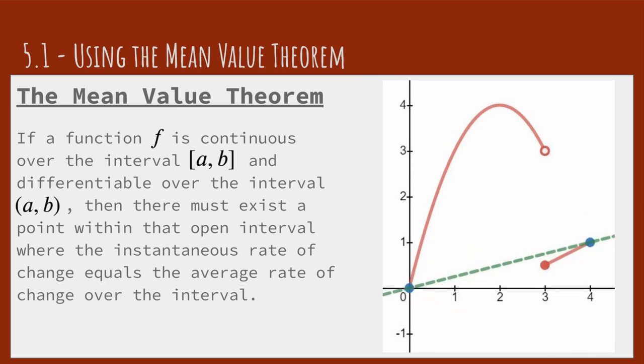In this example, I want to point out that the mean value theorem does not apply because we do have this jump discontinuity here at 3. However, if we look at the average rate of change, the slope of that secant line, it does look like we're going to have a tangent line up here that has the same slope. So just because the mean value theorem doesn't apply doesn't mean that we can't have points where the instantaneous rate of change, or the slope of the tangent line, is equal to the average rate of change.